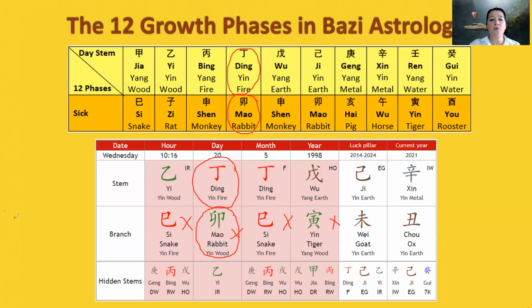Now, if you don't have the sick phase anywhere in the year, the month, the day, or the hour, but somewhere either in the luck pillar or the current year, then throughout this time period, and the luck pillar is a 10-year time frame, while the current year would be just 1 year, your health is not great. So you need to really strengthen your immune system and work on strengthening whatever your doctor advises.